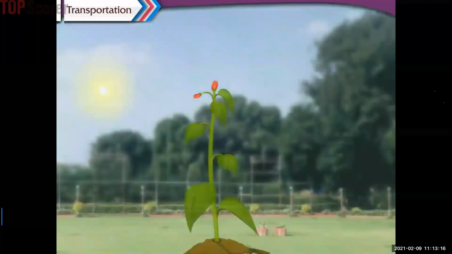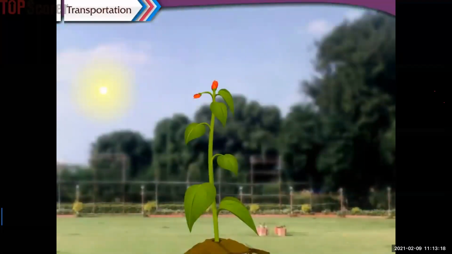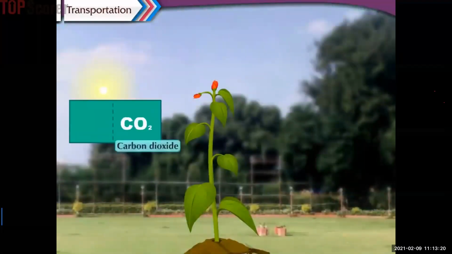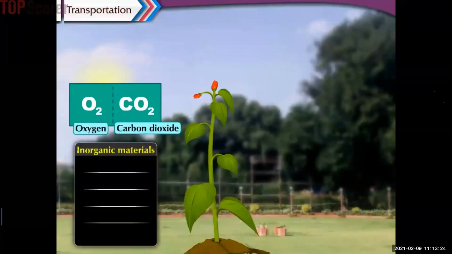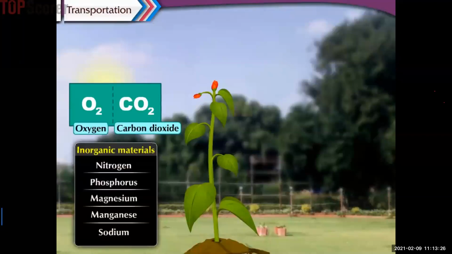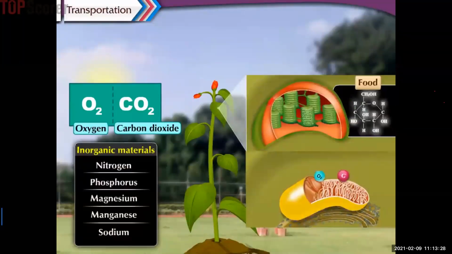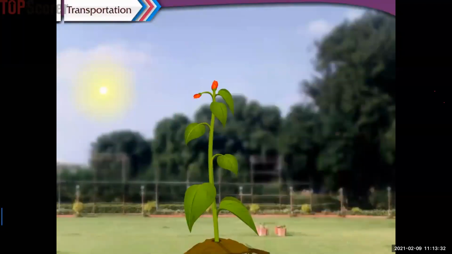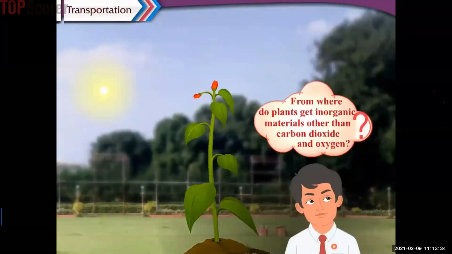Like human beings, plants also need minerals. Besides carbon dioxide and oxygen, plants also need inorganic materials for synthesis of food materials and for the proper functioning of other life processes. From where do plants get inorganic materials other than carbon dioxide and oxygen?